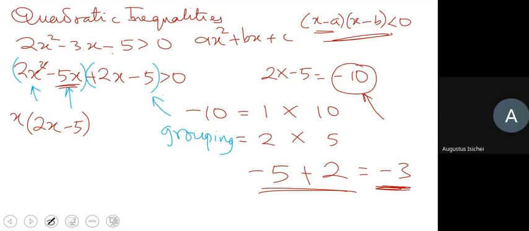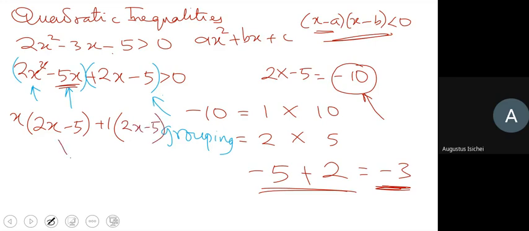In the second group, what is common? Nothing is common, right? Yes. So whenever you don't see any common term, put plus 1. Just put 1 outside. So it's only 1 that can go into both of them. Then we have 2x minus 5.